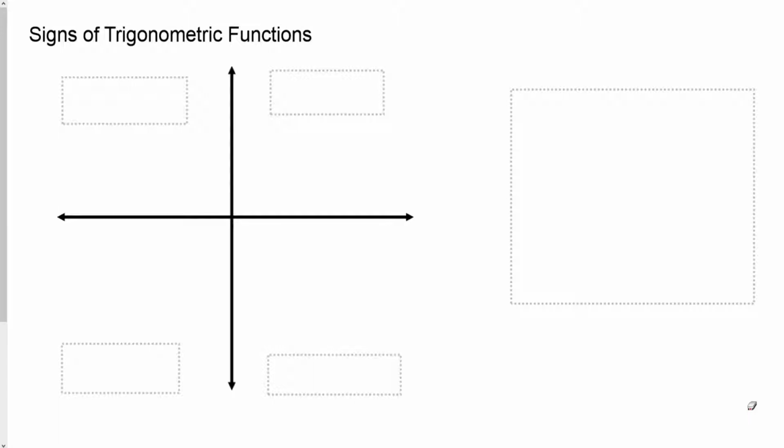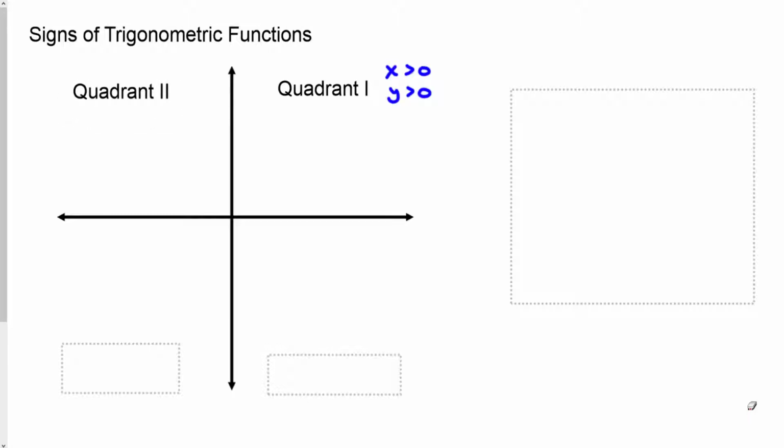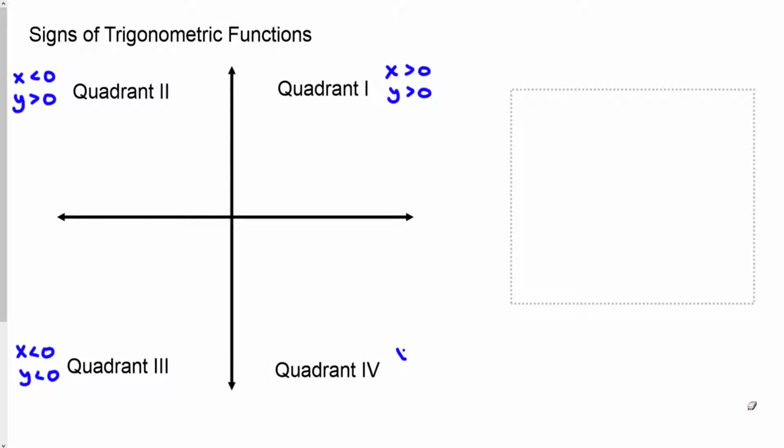But let's recall from algebra. In the standard coordinate plane, you have 4 quadrants. Quadrant 1 is where x is greater than 0 and y is greater than 0. Quadrant 2 is where x is less than 0 and y is greater than 0. Quadrant 3, x is less than 0 and y is less than 0. In quadrant 4, x is greater than 0 and y is less than 0.